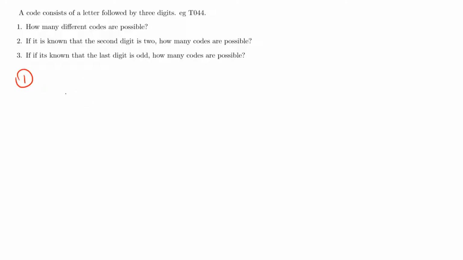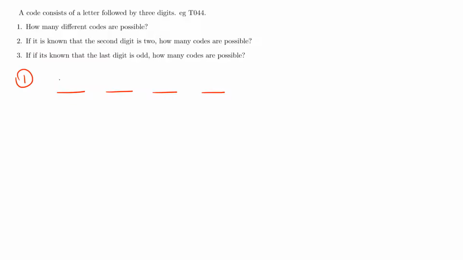So as usual, guys, with these type of questions, I always do the box method. So if we look at the first box, how many choices do we have for the code consisting of 4 parts? Well, the first one's going to be a letter, so that means we're going to have 26 choices because there's 26 letters.